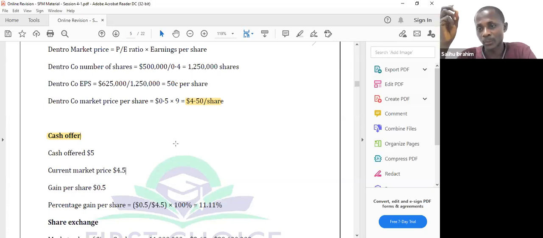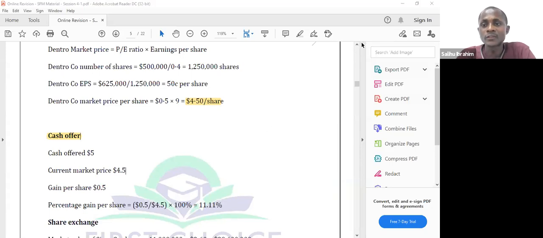consideration received will be subject to capital gains tax immediately. Because you are selling your shares, capital gains tax will arise on the sales, isn't it? Selling price minus the cost: 4.5 minus the purchase consideration of 5. You are making a profit of 0.5. So you are going to pay capital gains tax on it. So that is the disadvantage.